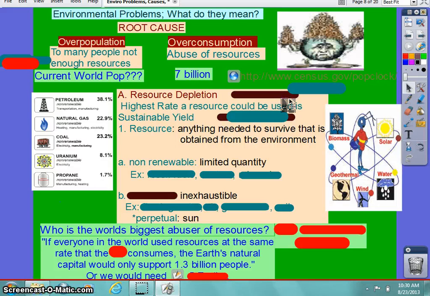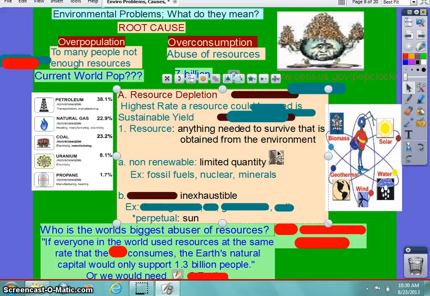What are examples? Oil. So oil, what else? Coal. Yeah, most of them. Helium. Oil and coal fall under what group? Who knows? Fossil fuels, good. So fossil fuels, nuclear, and most minerals. Those are non-renewable resources.